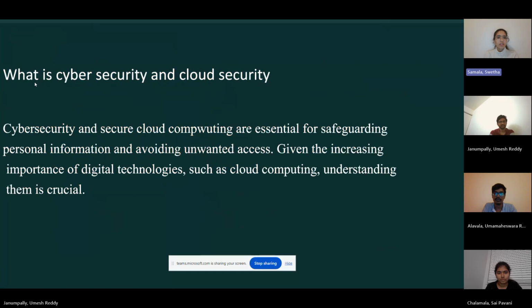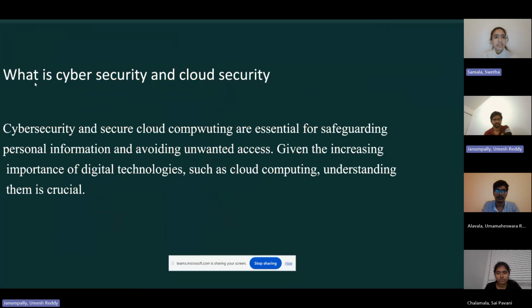Firstly, I would like to discuss what exactly cybersecurity and cloud security are. Cybersecurity is a broader field encompassing the protection of information, systems, devices, networks, and data from unauthorized access, use, disclosure, disruption, and destruction. It applies to all computing environments, including on-premises data centers, personal devices, and cloud infrastructures. Cloud security is a specific subset of cybersecurity that focuses on securing data, applications, and infrastructure within the cloud computing environment.